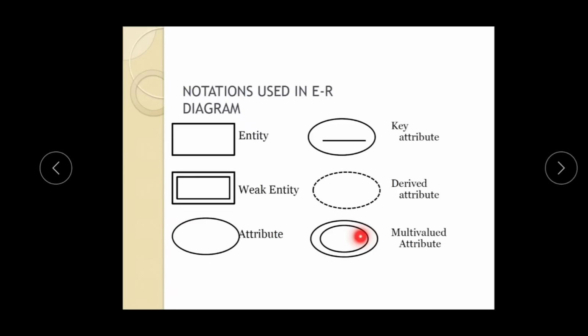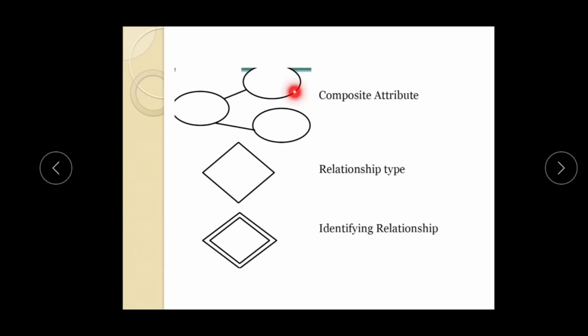In order to store multiple values for a particular attribute, we use a multi-valued attribute that is represented by a double ellipse, a double oval shape. Next is the composite attribute, which we have already discussed. For example, a particular attribute can be subdivided. Name will have first name, last name, and so on. Another example, address: street number, city, district, state. These are the different subparts of the attribute address. In order to store the subparts, we use a composite attribute.